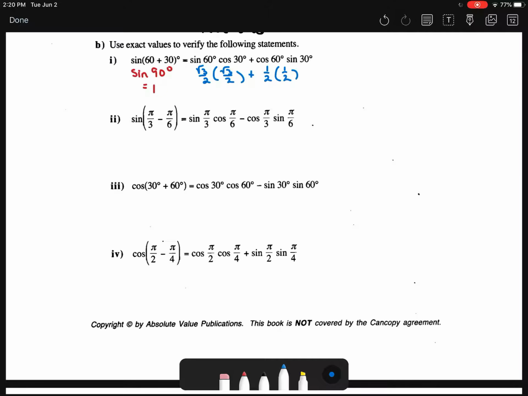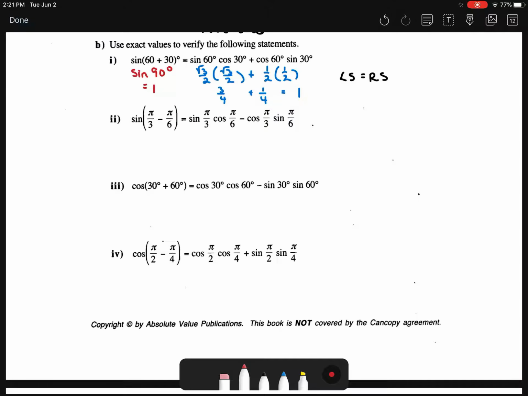So when I figure this out, I'm going to end up with 3 over 4 plus, when I multiply these together, 1 over 4. And 3 over 4 plus 1 over 4 is 4 over 4, which is 1. So that one is verified. The left side does equal the right side. They both had values of 1.